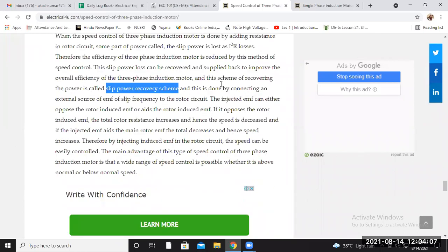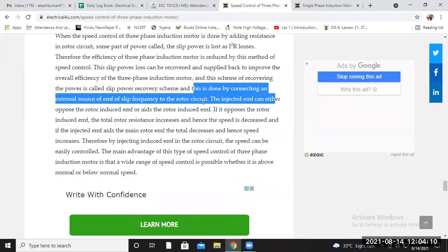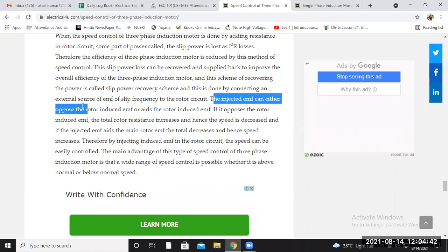How can it be done? This is done by connecting an external source of EMF of slip frequency to the rotor circuit. That means we have to add some other equipment with the rotor part so that it can enhance the slip of the machine, and if the slip increases, the torque will also increase. As the torque value increases, the operational power of the induction machine increases. Now you can see that the injected EMF can either oppose the rotor induced EMF or add to it.